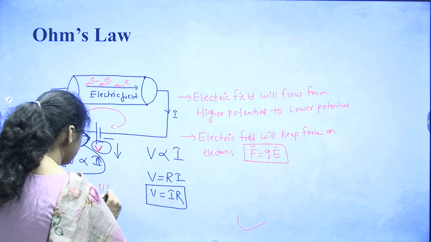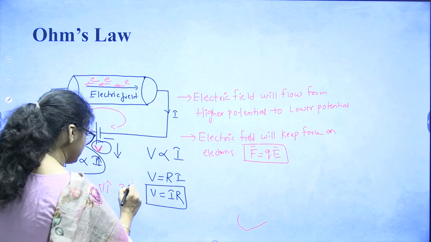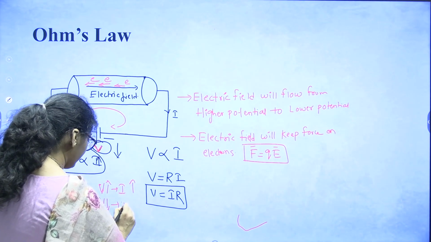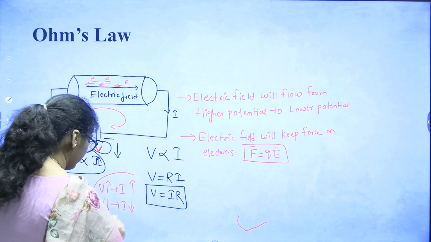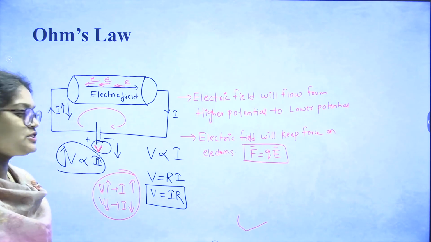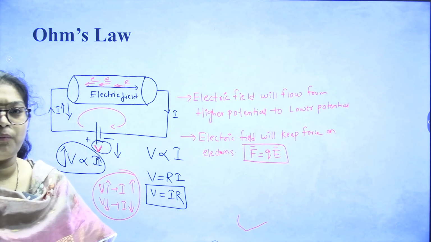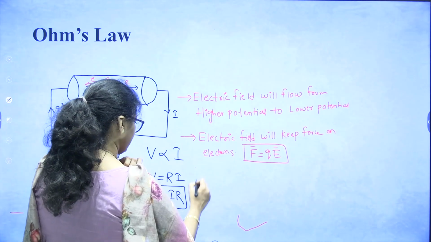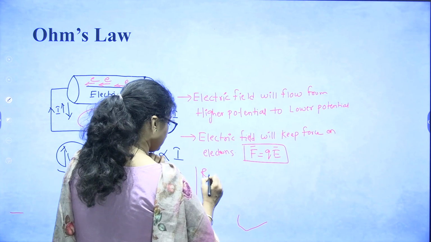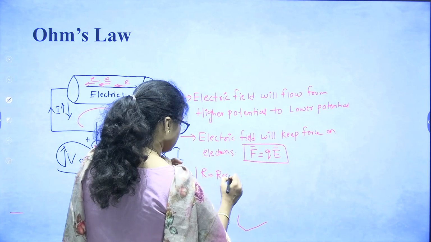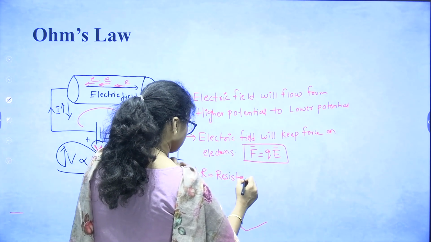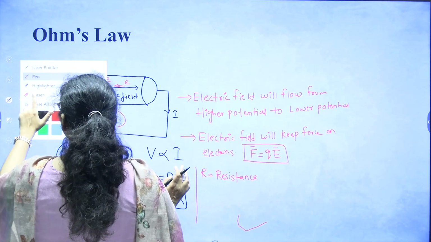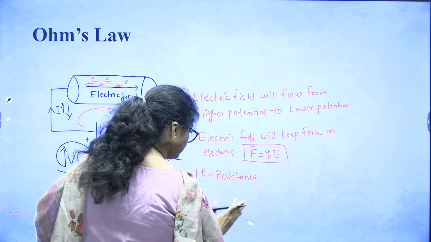If V increases, I will increase. If V decreases, I will also decrease. Which is directional proportionality, directly proportional. So that's why V is equal to IR. So we'll write here, R is resistance. We'll write the units also. Units are very important.